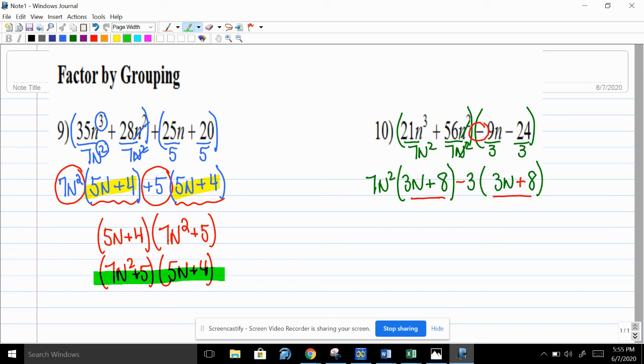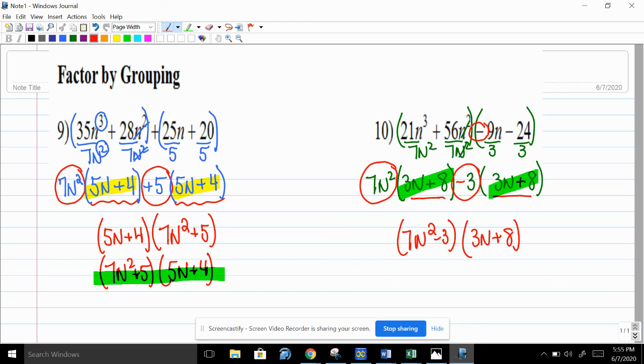Now we got our groups matching, right? We got our 3n plus 8. So 3n plus 8 is what makes up one of the groups. And then you got your 7n squared and your minus 3 making up the other group: 7n squared minus 3. You could flip that around, but in a multiple choice or a matching scenario, guys, in all likelihood anyway, don't quote me on it, you're going to see it like that. So that is our final answer for that problem, number 10.